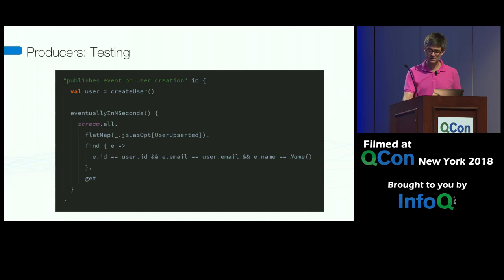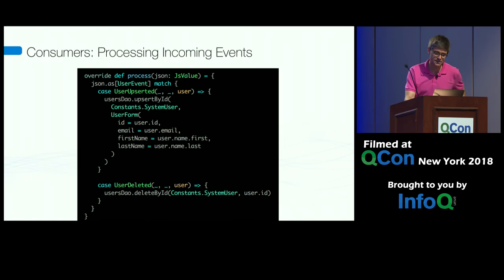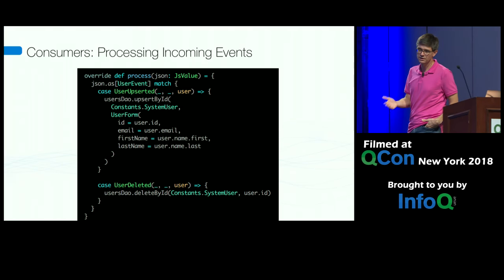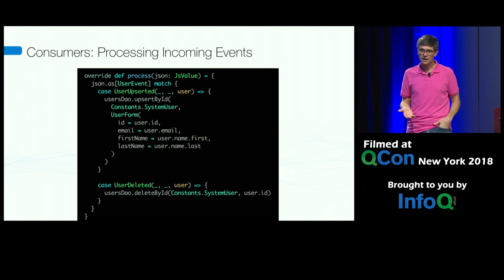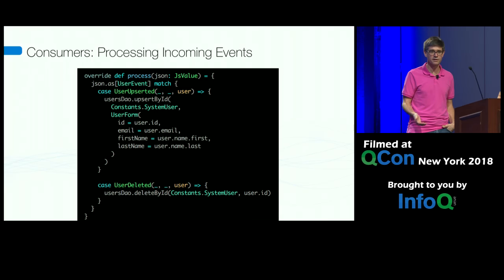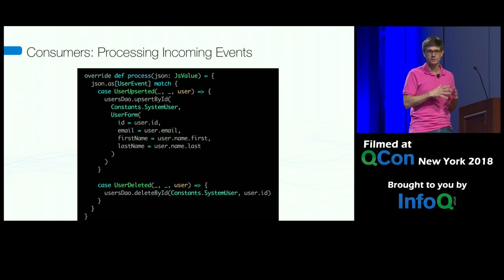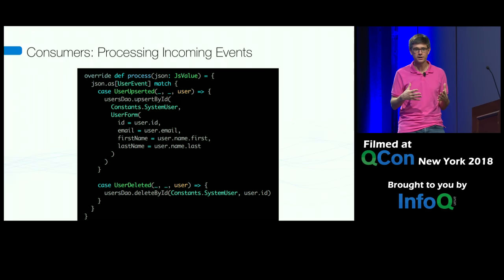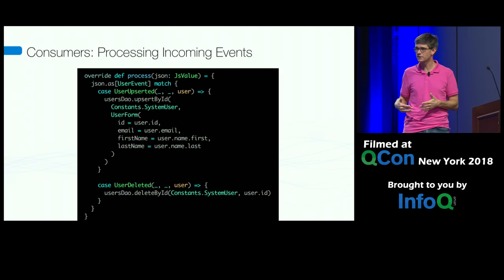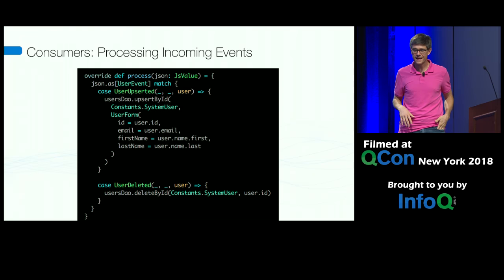High fidelity testing. And similarly, on the consumer side, this is what it looks like. You receive a user event, payload is JSON, cast it to a user event, and then we can pattern match and just store a copy of the event. And we do this quite a bit. We really publish events, and then if I need to operate on users, I keep my own copy of users locally and then interact with that data there.